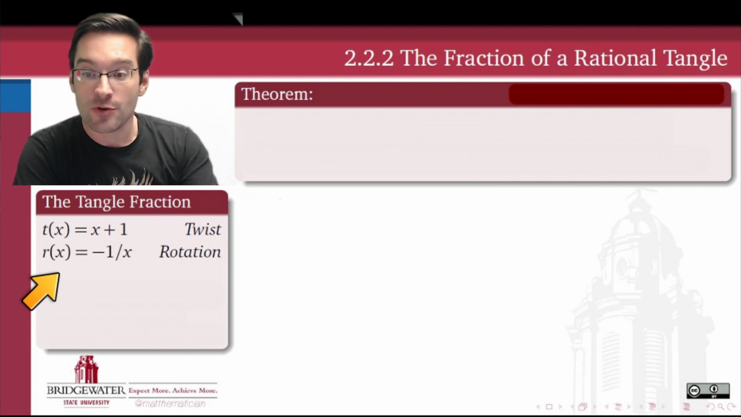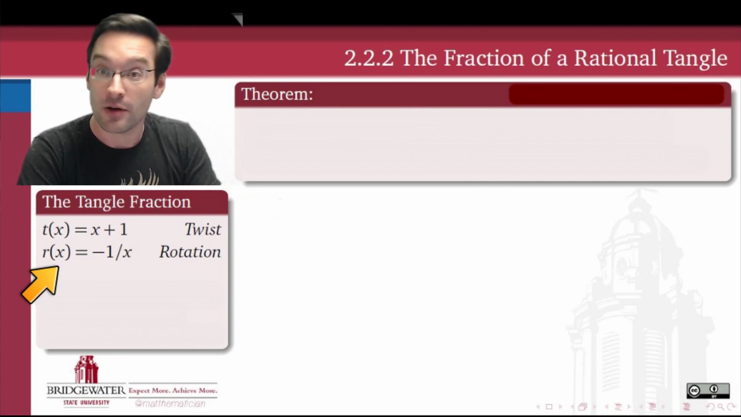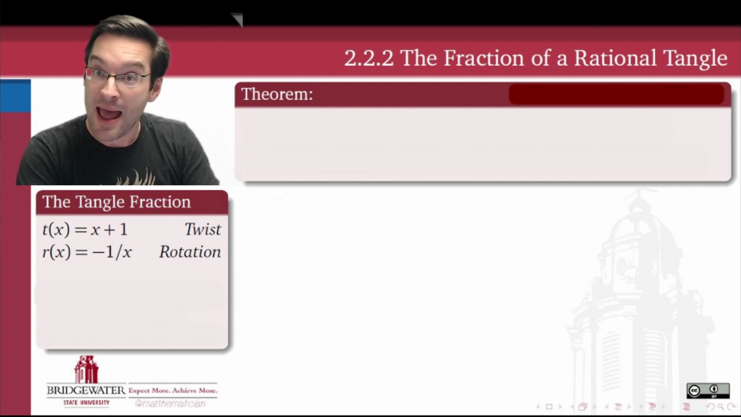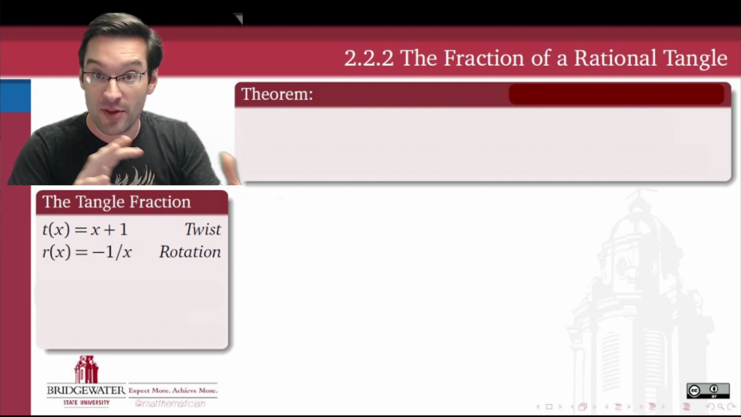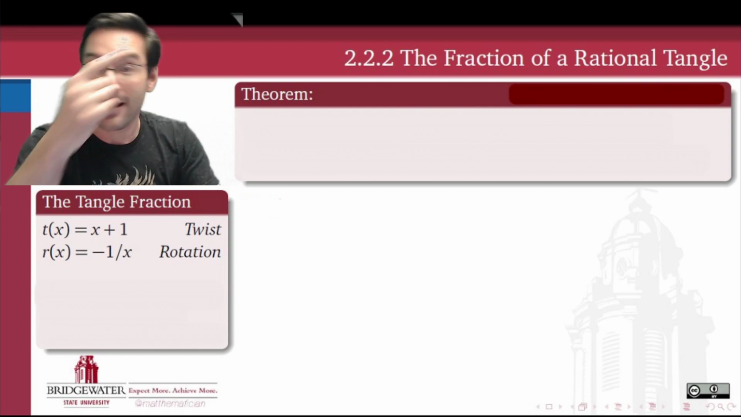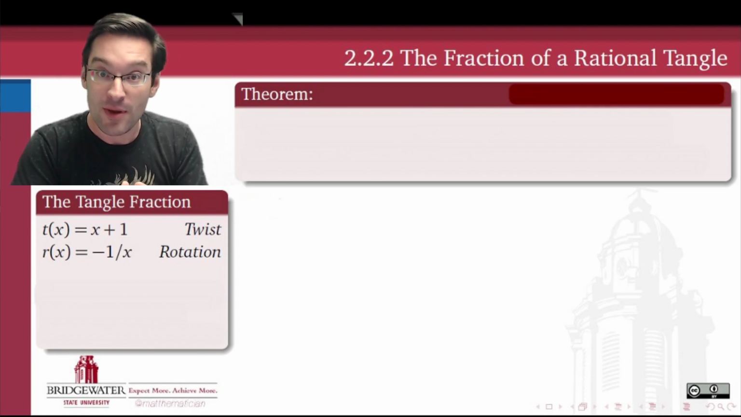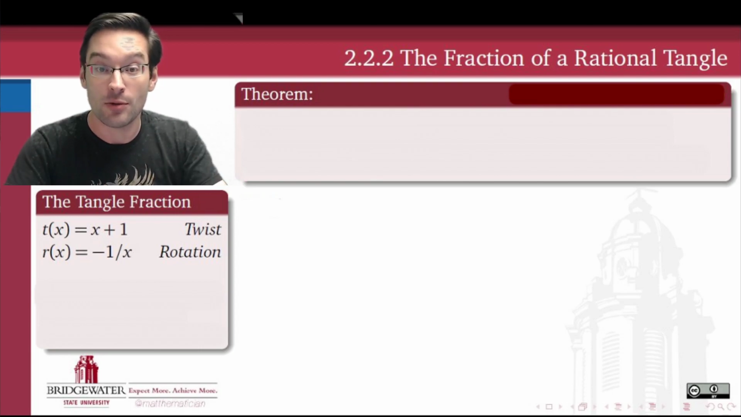And the canonical choice for rotation is the opposite reciprocal function, r of x equals minus 1 over x. That is a function that has order 2. If I compose it with itself, take the opposite reciprocal of the opposite reciprocal, I always get back to the original argument that I had. Right? So r composed with r is going to give me the identity function. These are going to be the Mobius transformations that stand in for our twist and our rotation.